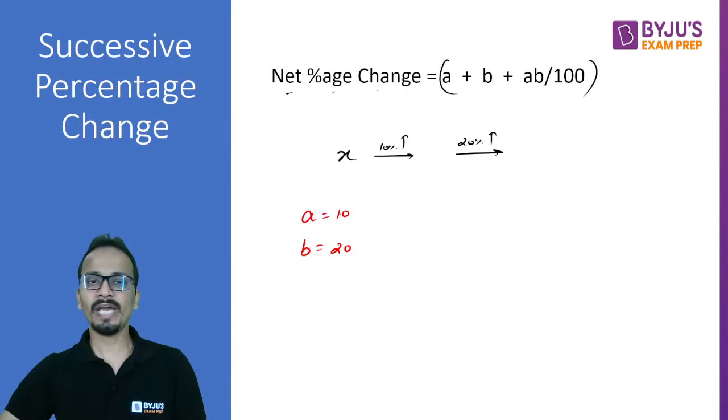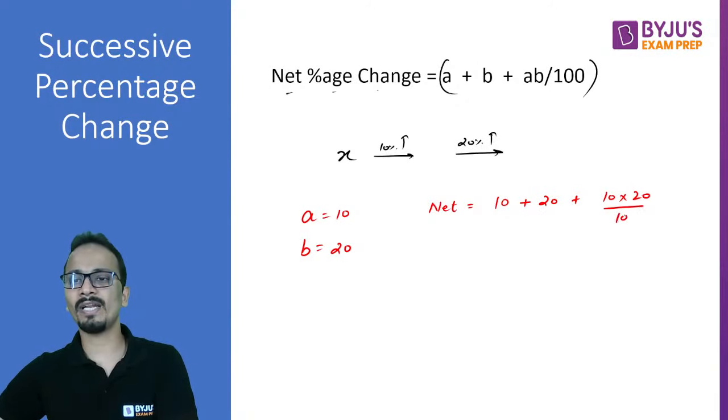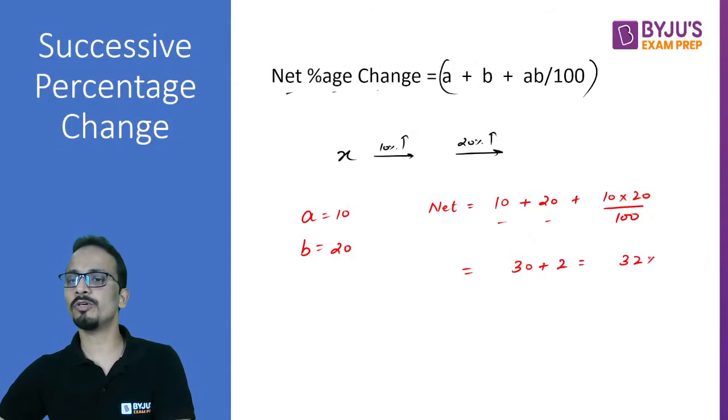Okay, so what will be the value of A? It will be plus 10. The value of B will be plus 20. I'll feed these two values in the above formula. So net percentage change will be equal to A plus B plus A into B upon 100. So the answer will be 10 plus 20, that is 30, plus 10 into 20 is 200 upon 100, that is 2. So it is 32%.